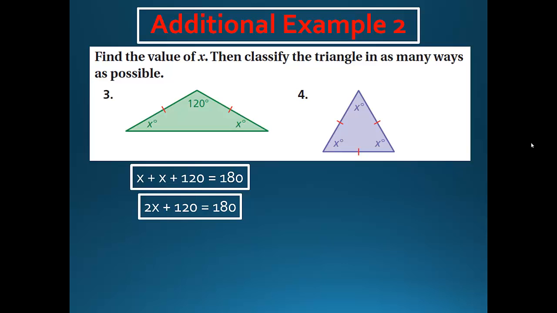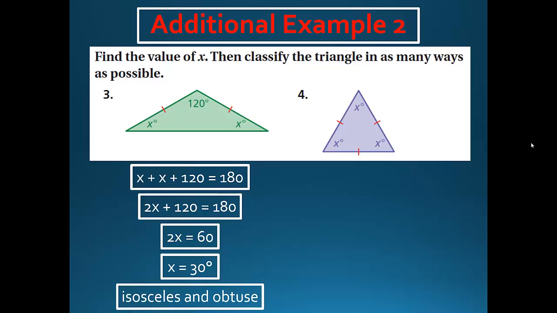Now we can subtract 120 from each side, so 2x equals 60, and now we'll divide by 2, so x equals 30 degrees. This triangle would be isosceles and obtuse. It's isosceles because at least two sides are equal, and obtuse because it has an obtuse angle. The obtuse angle is 120 degrees.